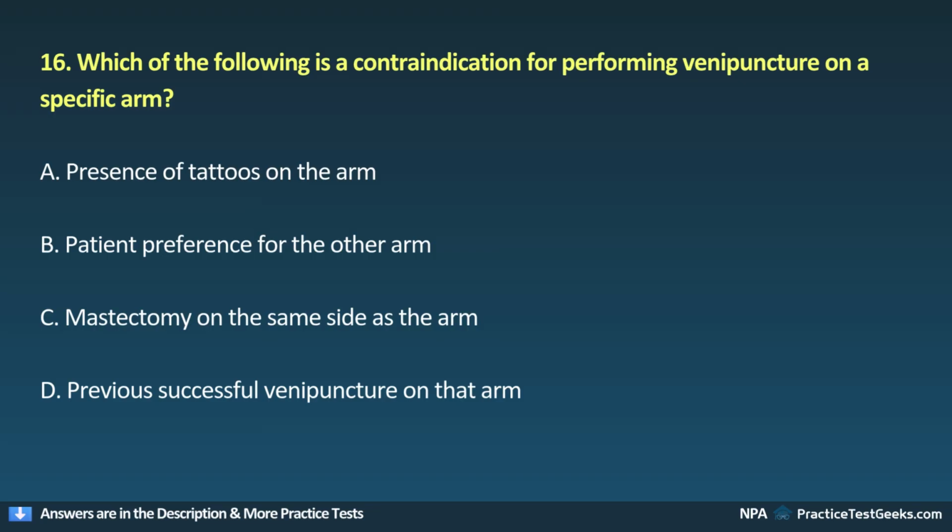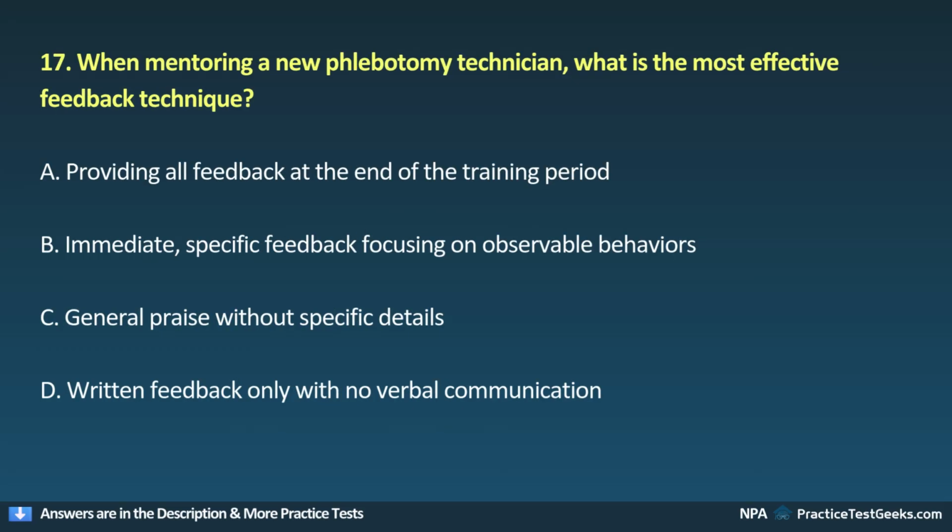Mastectomy on the same side as the arm. D. Previous successful venipuncture on that arm. 17. When mentoring a new phlebotomy technician, what is the most effective feedback technique? A. Providing all feedback at the end of the training period. B. Immediate, specific feedback focusing on observable behaviors. C. General praise without specific details. D. Written feedback only with no verbal communication.